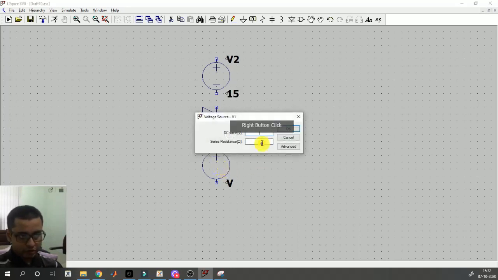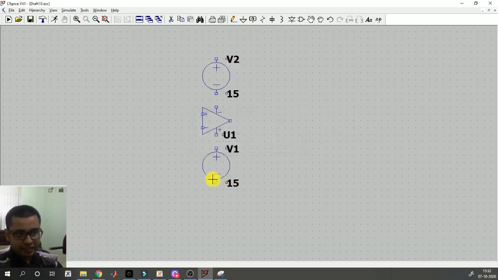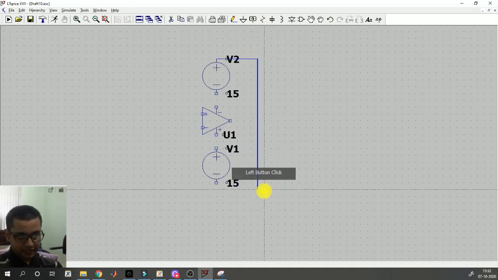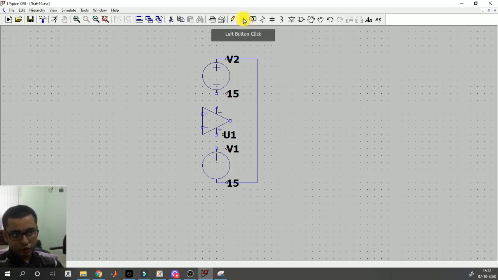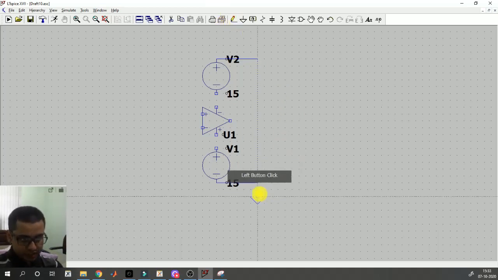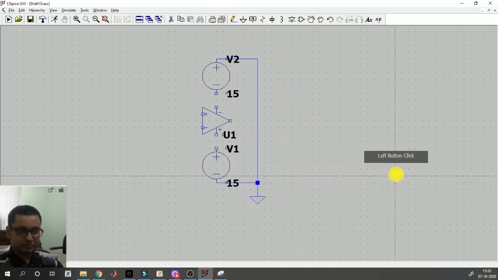This one also 15 volt. Now I will connect these two sources in series with a wire from here. So let me connect this like this, and then I will take this ground or reference node and connect it to this point here with a wire like this.